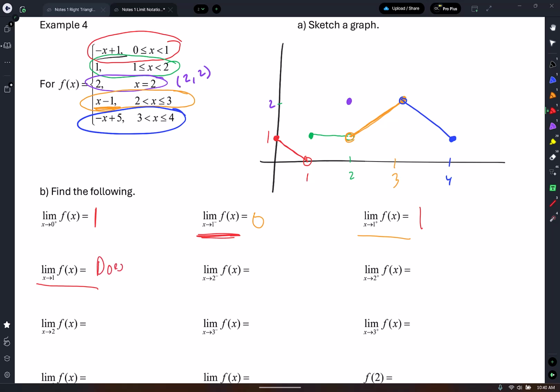Perfect. Why does it not exist? Because they're different from both sides. From the left it's 0, from the right it's 1, so it does not exist. All right, Gonzaga, hook me up with the next one.